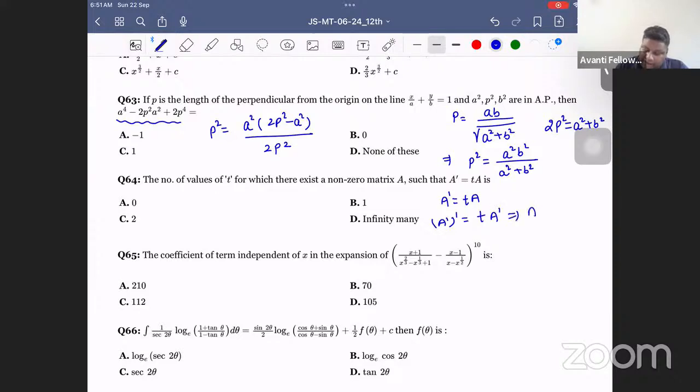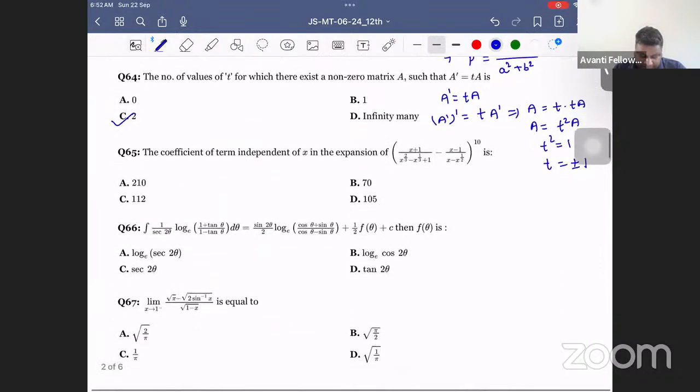So that means A equals t times, again I replace A dash as tA. So that means A equals t square A. That means t square is 1, so t is plus minus 1. So the number of values is 2. Got it?